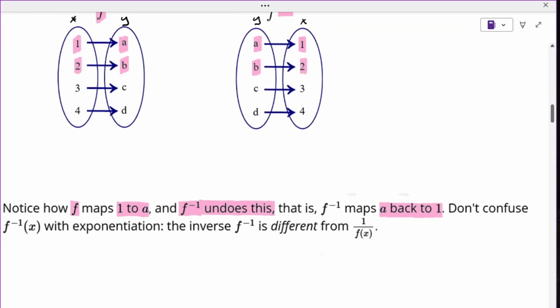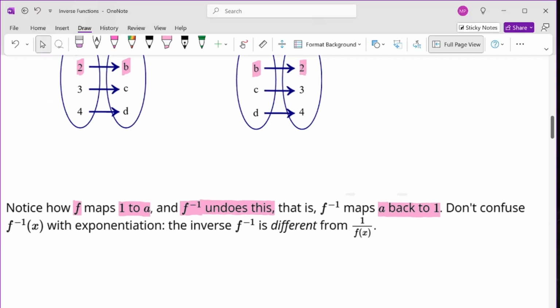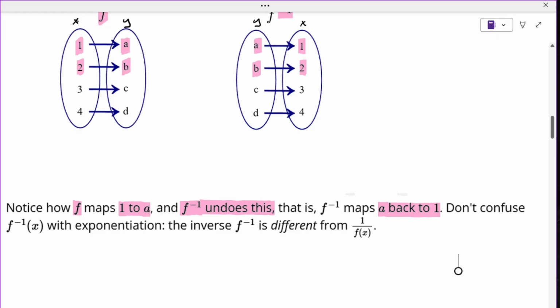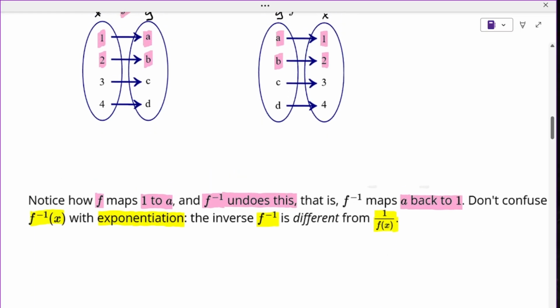And a really important thing to note here, so I'm going to grab a different color highlighter, is to not confuse the inverse of f with the exponentiation, because the inverse of f is different from 1 over f of x. So even though it looks the same, it's just how you denote it in mathematics.